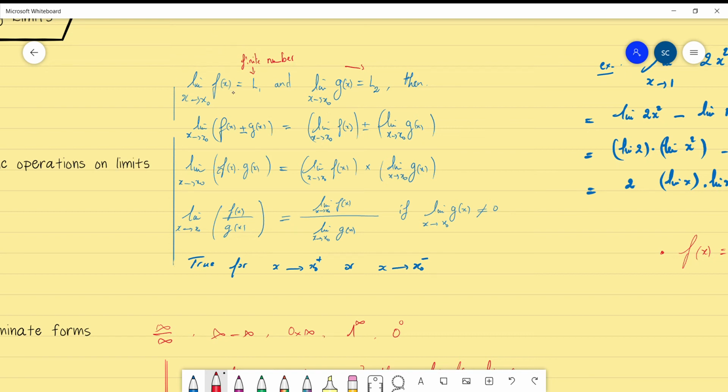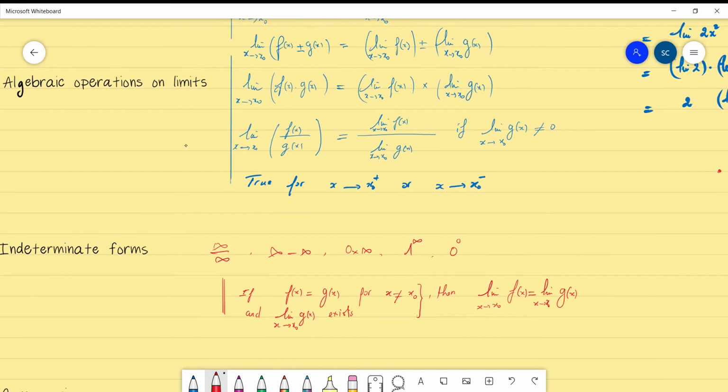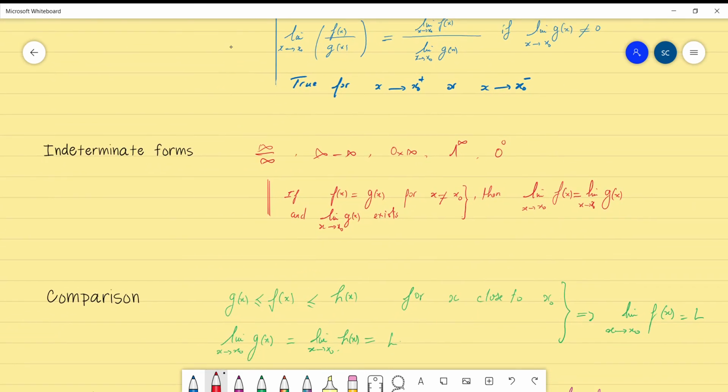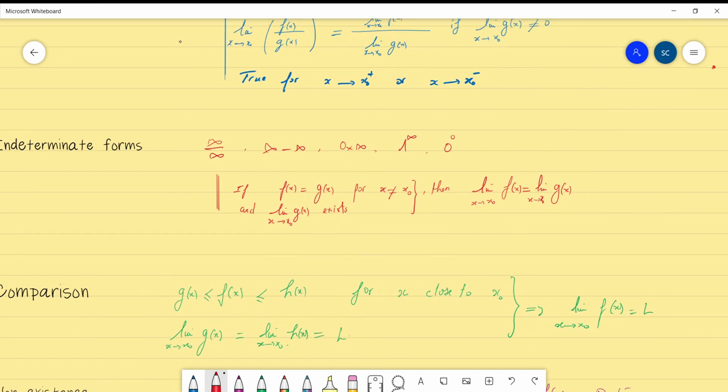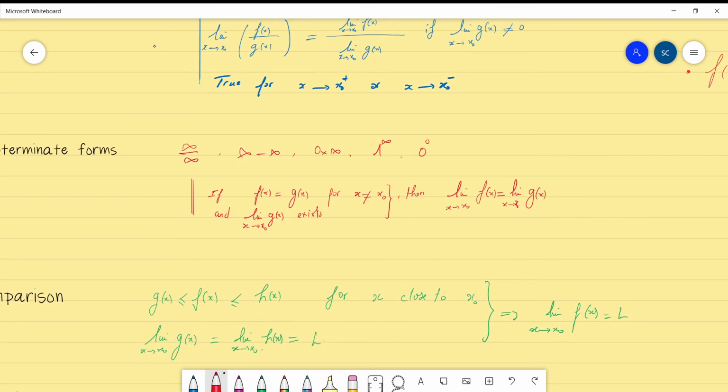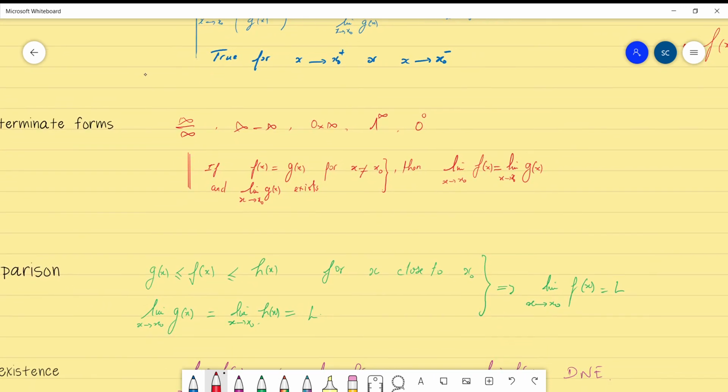Now let's see other situations where the situation is more complex. So sometimes when you compute the limit, you have a problem. You have a situation like something infinite over infinite, infinite minus infinite.